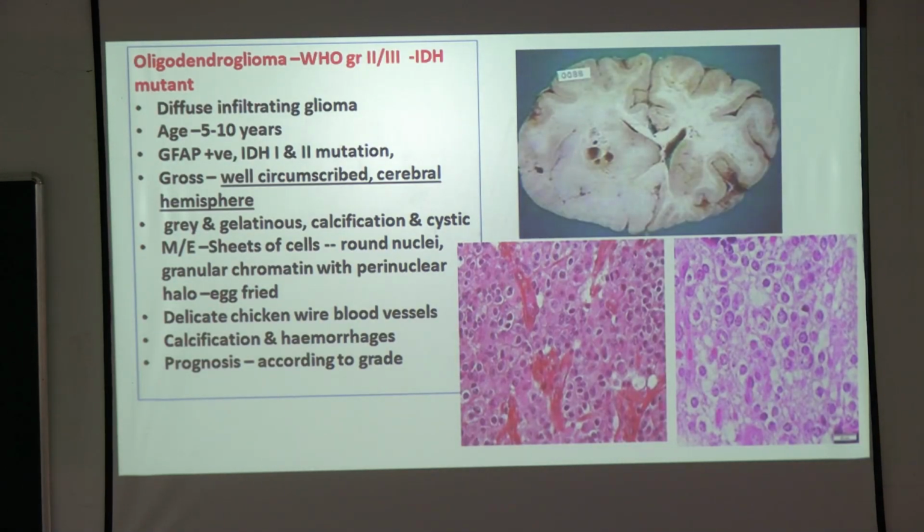Oligodendroglioma is another type of glial cell tumor. The cells look round with an empty space, the clear cytosol, the perinuclear halo, which gives the fried-egg appearance. It is GFAP positive, with IDH1 and IDH2 mutation, and well circumscribed. Grade 2 and grade 3 may be present.